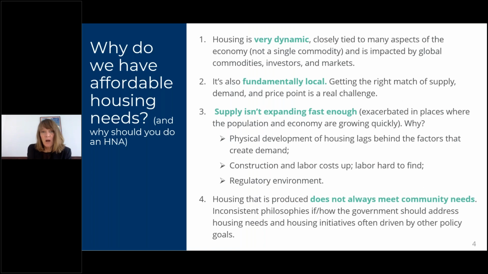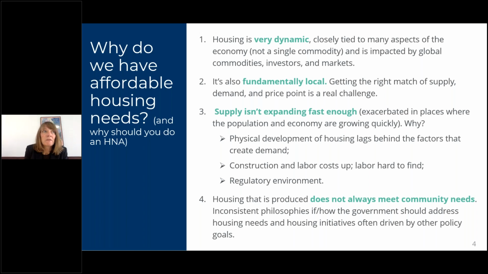I wanted to start with a question of why you should do an HNA, and I think about this a lot. So what are you trying to answer by completing an HNA? And the first question you should ask is, why does our community have housing needs? These are the big economic reasons why Colorado in particular is finding itself in a really tough situation in trying to accommodate the growing population and growing workforce.